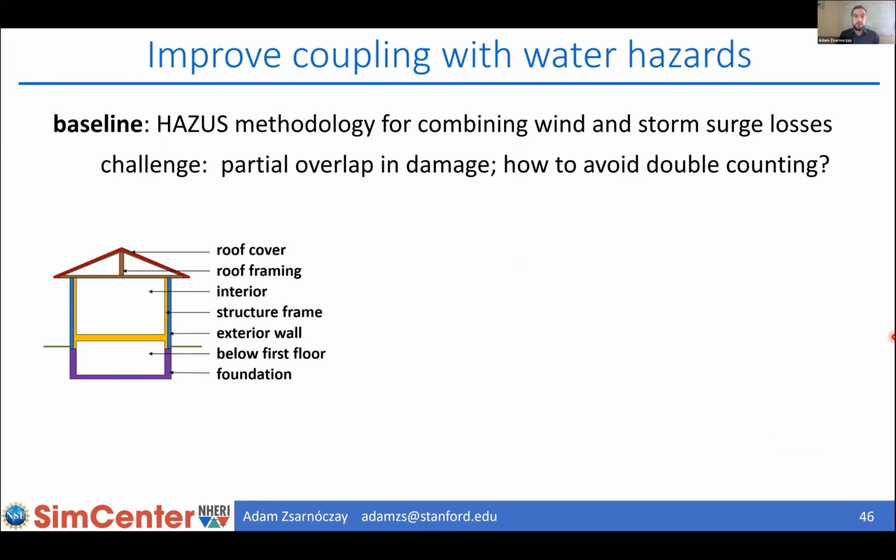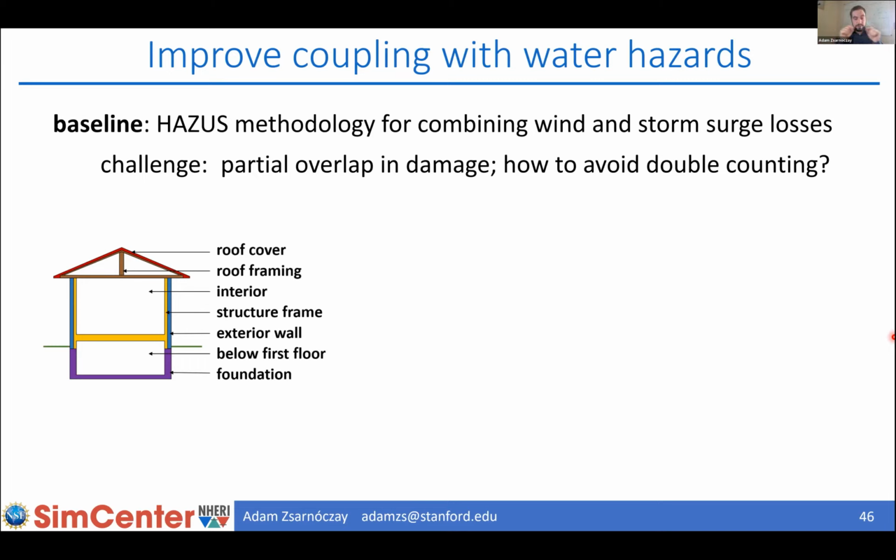So what HAZUS does is you calculate wind losses and storm surge losses independently. And then the challenge is how to make sure that you are not double counting damage. Let's say you have 60% loss in wind and you have 80% loss from flooding. So what is your loss from the two? It's definitely not 140%.